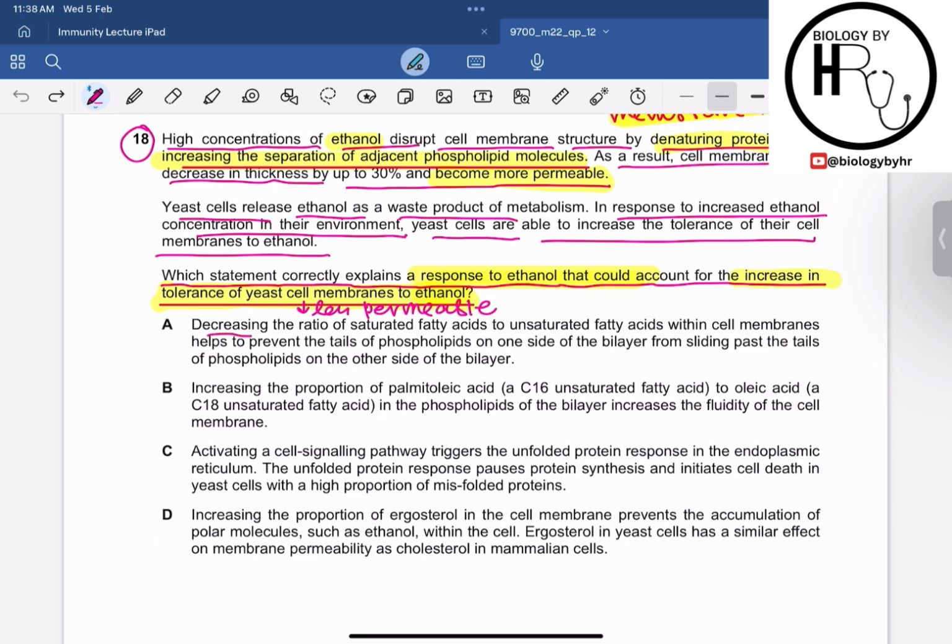It says that decreasing the ratio of saturated fatty acids to the unsaturated fatty acids within the cell membranes helps to prevent the tails of the phospholipids on one side of the bilayer from sliding past the tails of the phospholipids on the other side of the bilayer, which means that it is becoming less permeable, right? It is not disrupting the structure very much.